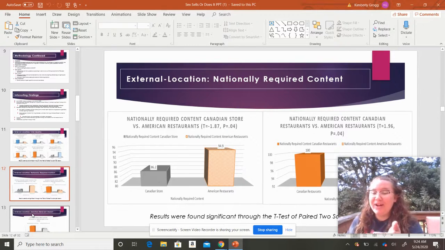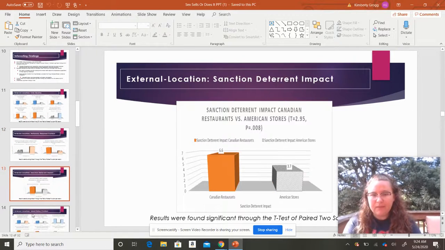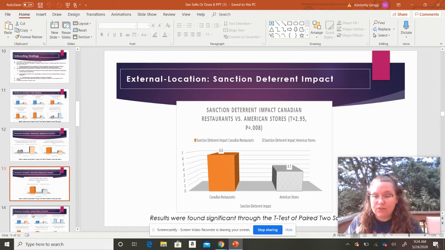But it should be 100 or close enough to 100, because that would be the ones that contain the most of that. So if you see here, there's some that don't, and that is statistically significant, showing that there is a large difference between those two. You see here that there is a large difference in the sanction deterrent power of Canadian restaurants versus American stores. American stores were pretty non-specific with a lot of their different things, just generally. Canadian restaurants were very over the top and very thorough.